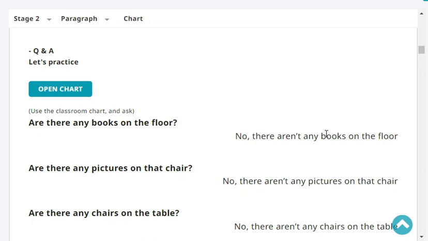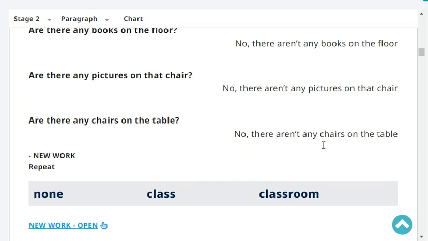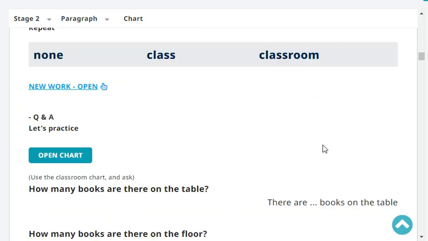Are there any pictures on that chair? No, there aren't any pictures on that chair. Are there any chairs on the table? No, there aren't any chairs on the table. Very good.